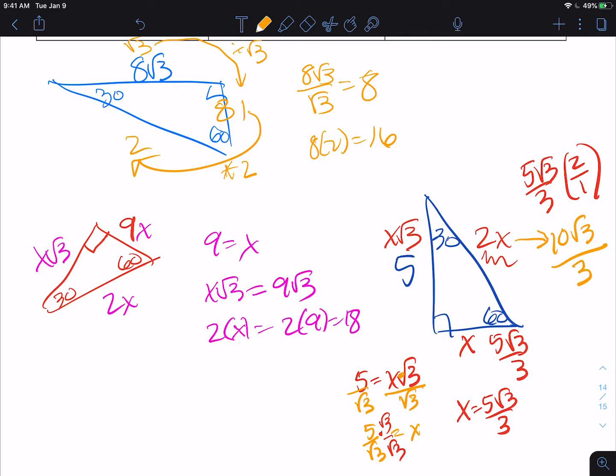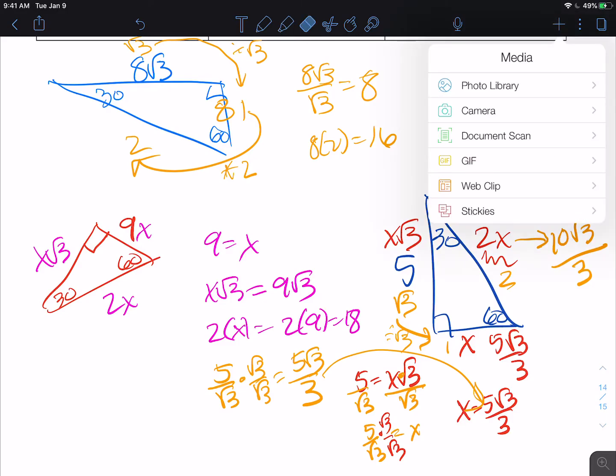Now the other way you could look at this, root 3, 1, 2. To go from root 3 to 1, we have to divide by root 3. So I would take 5 and I would divide it by root 3, which I know I need to rationalize. So I times by root 3 on top and bottom, so we get 5 root 3 over 3. Which notice is the same thing we got here. So there's kind of 2 different ways to look at it. Both of them get you to the same spot, but it's fine.